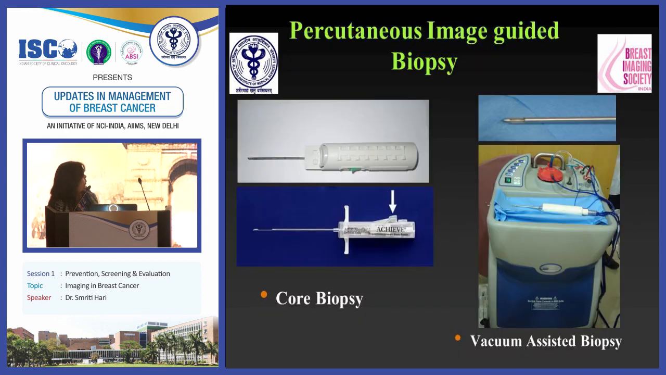So how do we perform the biopsy? It should always be a core biopsy. A 14-gauge gun should be used. Also a vacuum-assisted biopsy, in which an 8 to 12 gauge needle is used, and you take the help of vacuum to acquire more samples. The idea is to get as close as possible to excision biopsy.